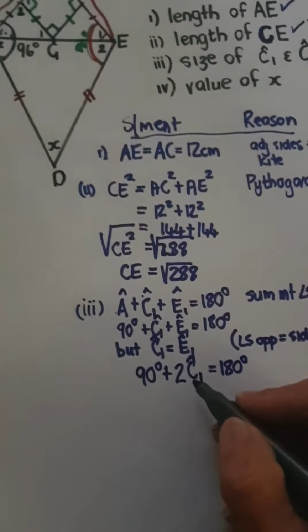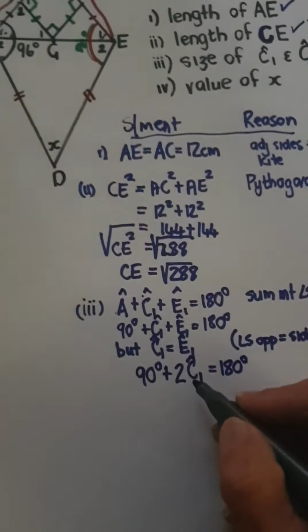Right, I've got that part. But I want C2 as well. So what do I know about C1 and C2? They add up to 96 degrees. So I can use that. I can say angle C1 plus C2 is 96 degrees. And what is the reason? The reason, guys, is it is given. I told you that, so you don't have to give another reason.